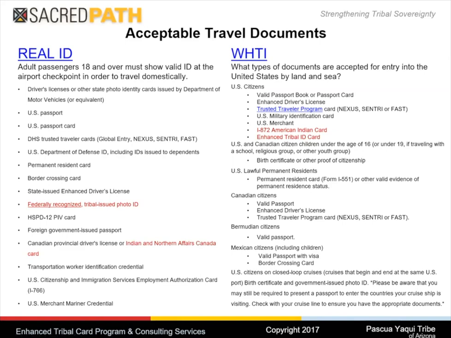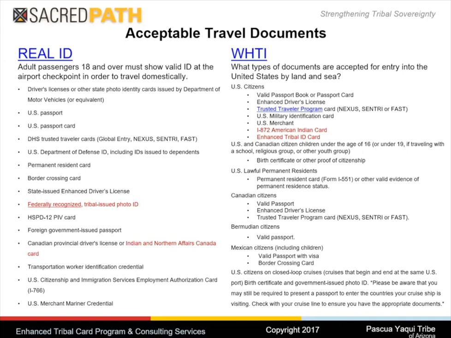So throughout the presentation, you may have asked, is our tribal ID enhanced and is our Real ID ready? Under this list of Real ID documents on the left, about halfway down, in red, you'll see the words "a federally recognized tribal issue photo ID is an accepted form for travel, for domestic travel only within the United States." And on the right, under WITI, the type of acceptable documents for a US citizen to present when traveling either domestically or internationally by land or sea is an enhanced tribal card or an American Indian card, which is no longer offered.